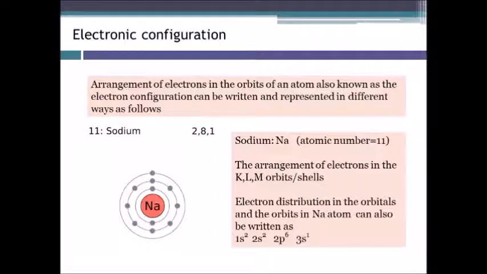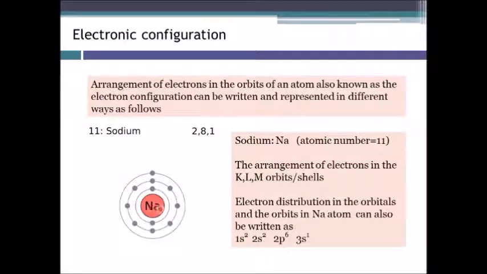Next, we shall understand what electronic configuration is. Electronic configuration is the arrangement of electrons in the orbits of an atom. It is represented in different ways. We can show it in the simplest way which we studied in grade 10 like this, or in our lower classes where we show the nucleus.